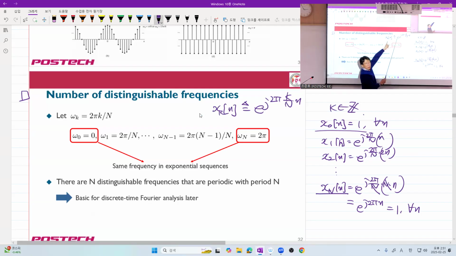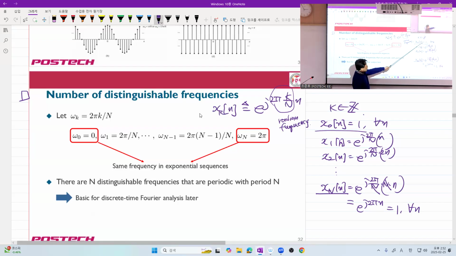In order for a complex sinusoidal discrete time signal to be periodic, its radian frequency, or simply frequency in radian, must be a rational multiple of 2 pi. And interestingly, if you fix this denominator and change the numerator, you don't have countably infinite signals.